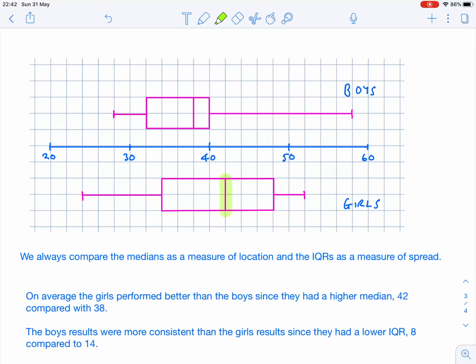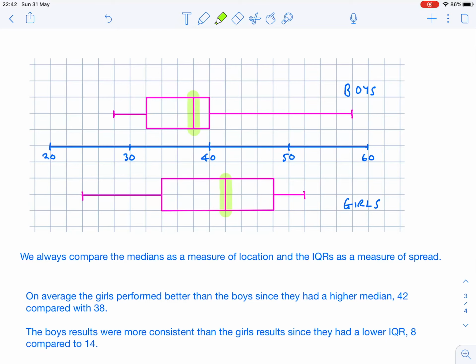So there's the girls' median 42, the boys' median is only 38, so end of story, the girls perform better. If it had been a race, if they'd been doing the 200 meters, obviously the smaller time would have been better, then the boys would have performed better. But in most examples we look at, the higher value is best. So on average the girls perform better than the boys.